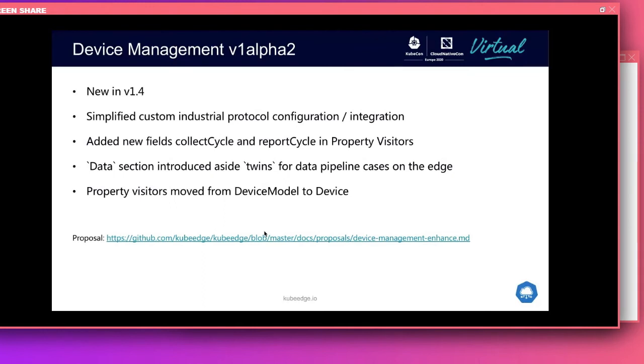And also for the basic properties, we moved the property visitors from the device model to the device instance API, because we found that in many cases the device properties may be different on different device instances. All right.